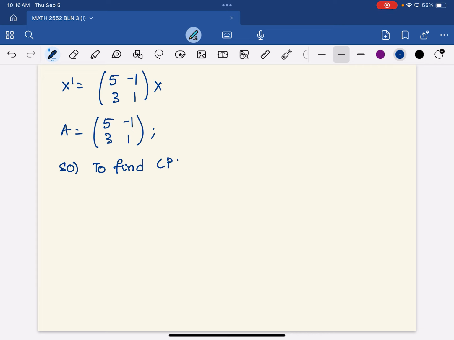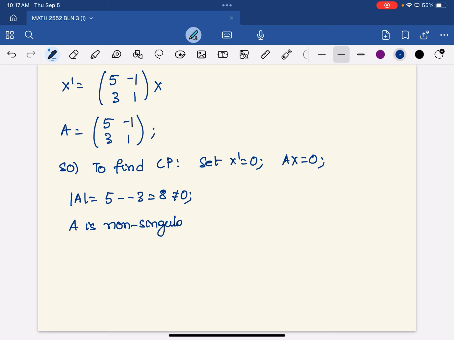To find a critical point, you're going to set x prime equals 0. So this means Ax equals 0. You can see that the determinant of A here is going to be 5 minus 3, which is going to be 8. So that's not equal to 0. So A is non-singular. Okay, A is non-singular, so A inverse exists.